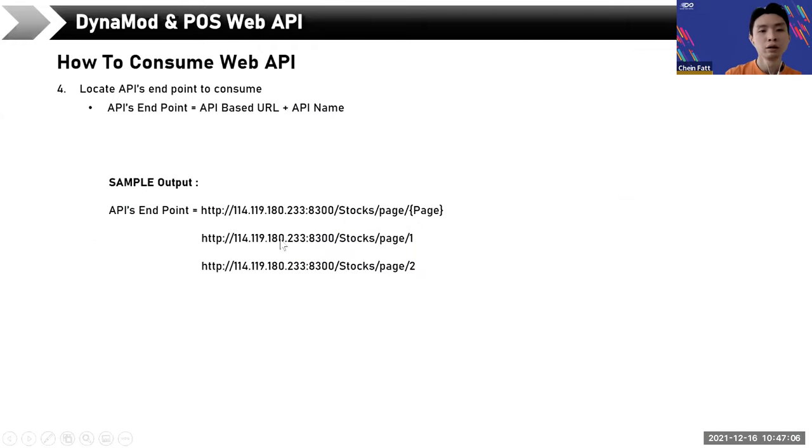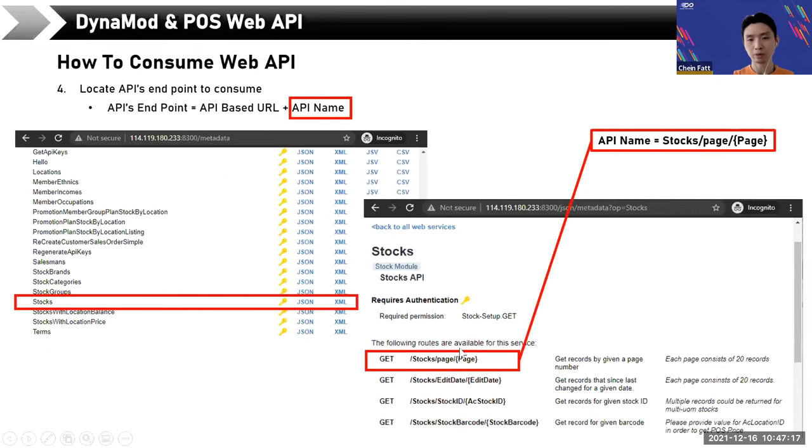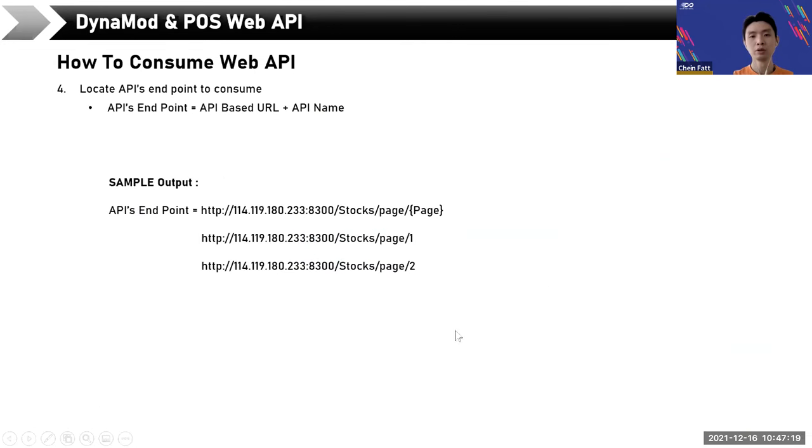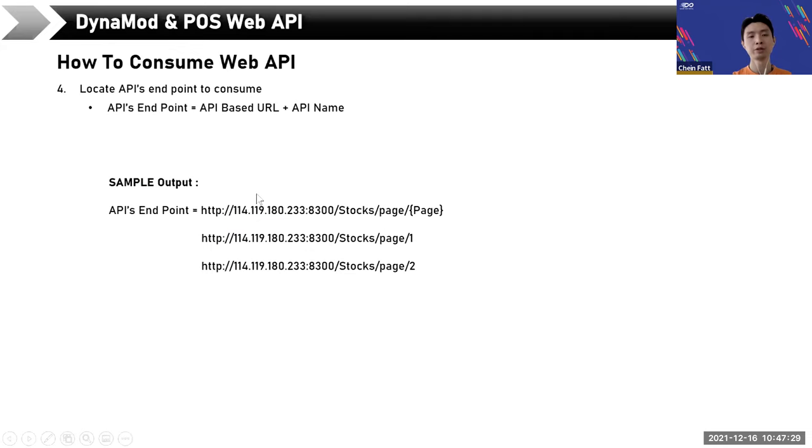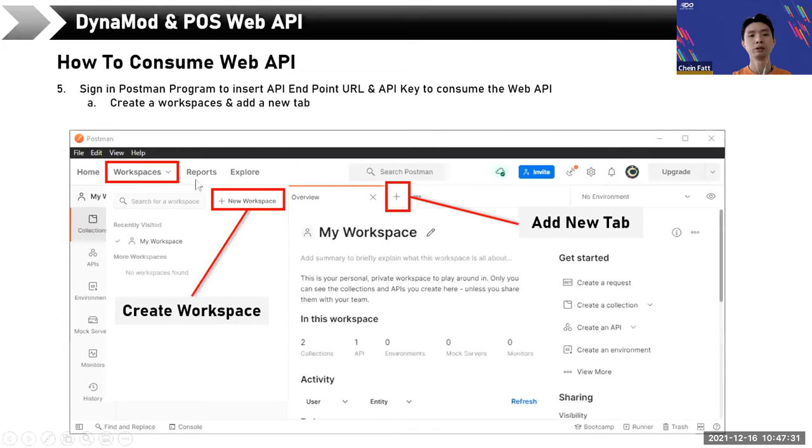So if they want to take the whole thing, then you can take the info like this. Just now I showed the column here, page, you have to put the number, page one or page two. Every page will have 20 items there. Once you get this kind of information, you can apply it to the Postman application there.